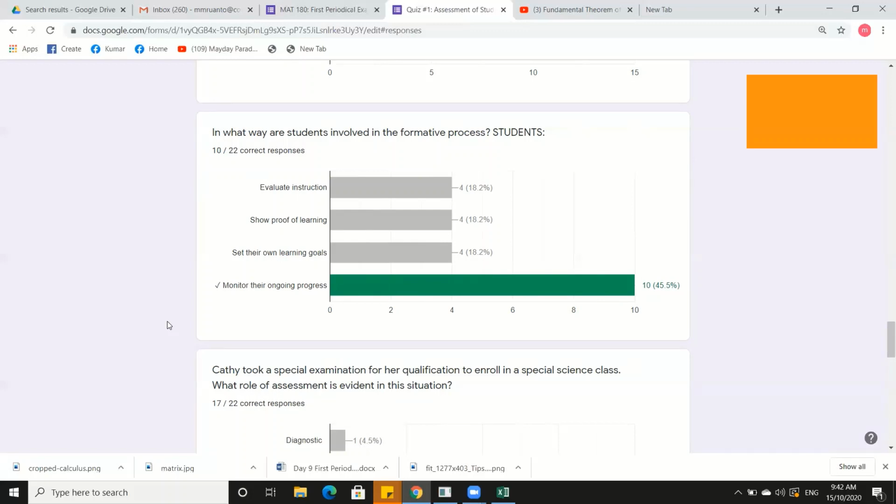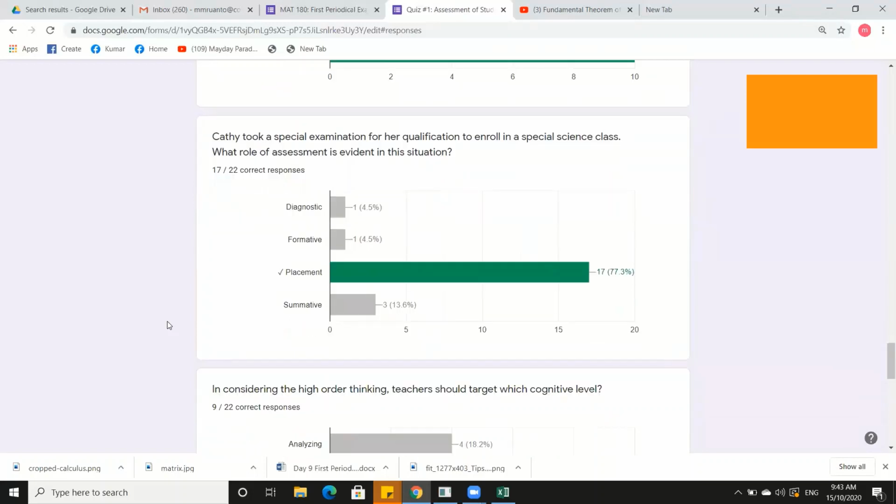Monitor their ongoing process. So this one, monitor their ongoing processes from the start to the end. This is the primary purpose of formative assessment, no? So therefore, the best answer for this item is letter D. Monitor their ongoing process. Let's proceed with the next item.